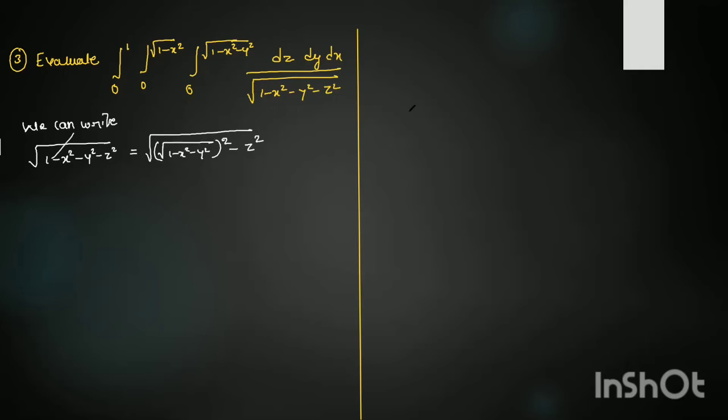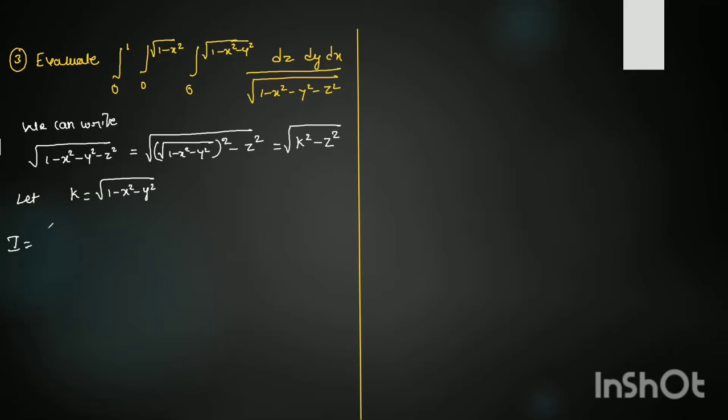See, then what happens here? Let k is equal to square root of 1 minus x square minus y square. Then your denominator becomes k square minus z square, and your limit becomes 0 to k. So we can directly apply the sine inverse formula to write the integral.